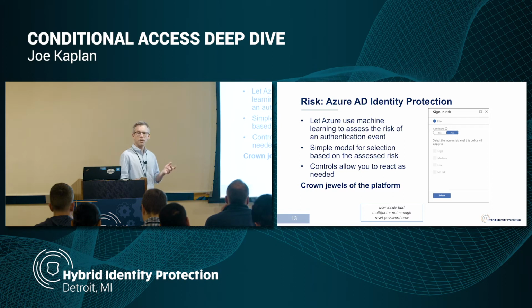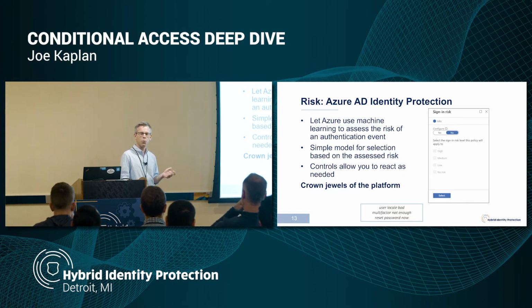OK, so Brian talked a little bit about Azure AD Identity Protection. Typically, when you're using Identity Protection, you're going to apply a user risk policy and a sign-in risk policy, and those are basically modeled as conditional access policies. But within conditional access, you can do a whole bunch more stuff that's a lot richer with the sign-in risk engine.